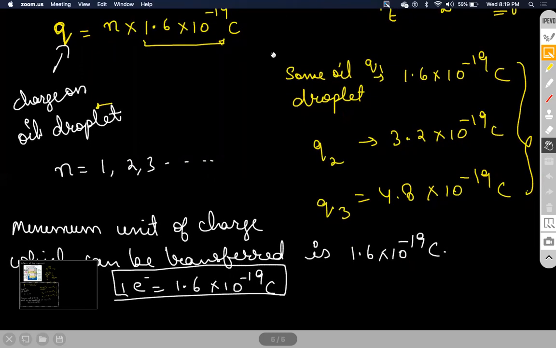Sir, so Q is the charge, right? Yes. So N is always a whole number. It can never be in the form of fractions.